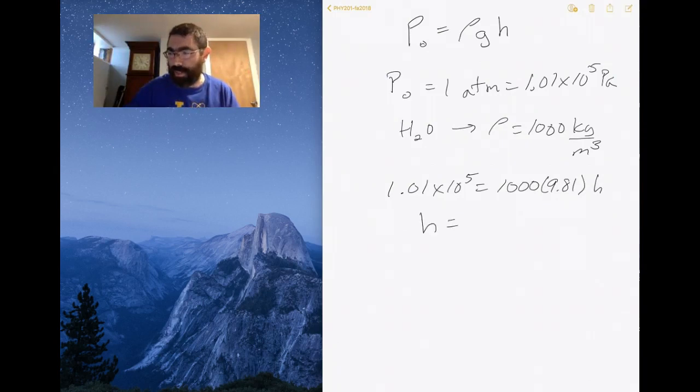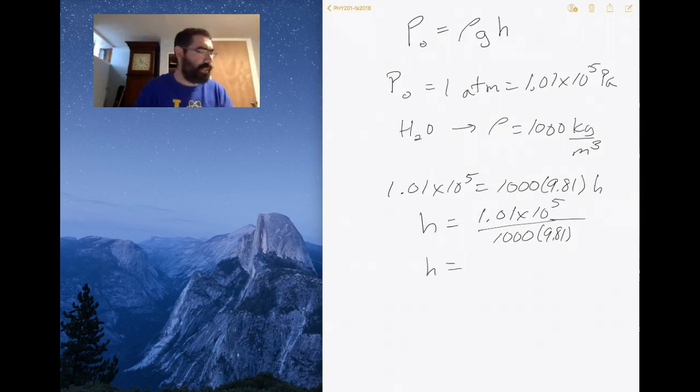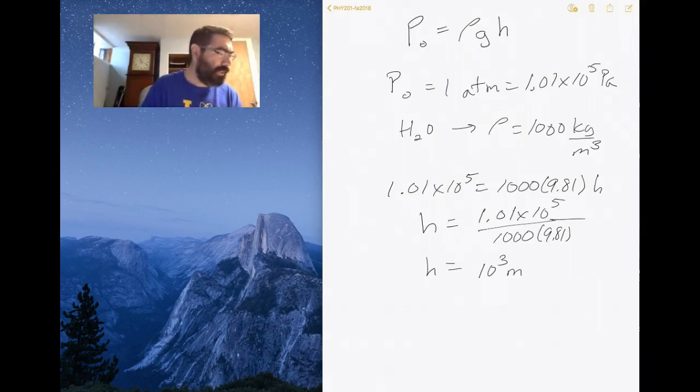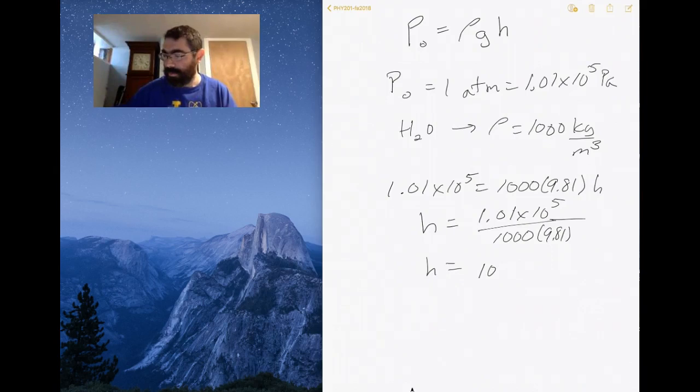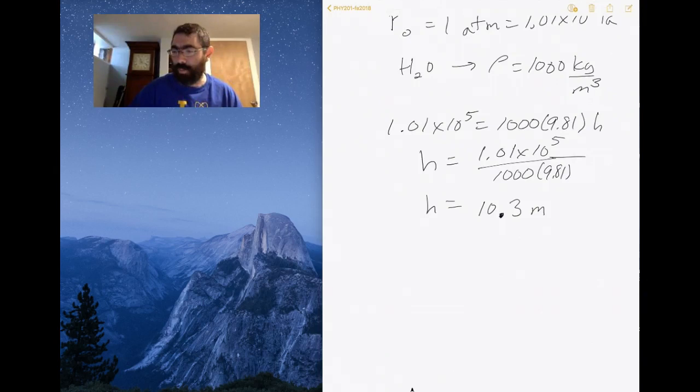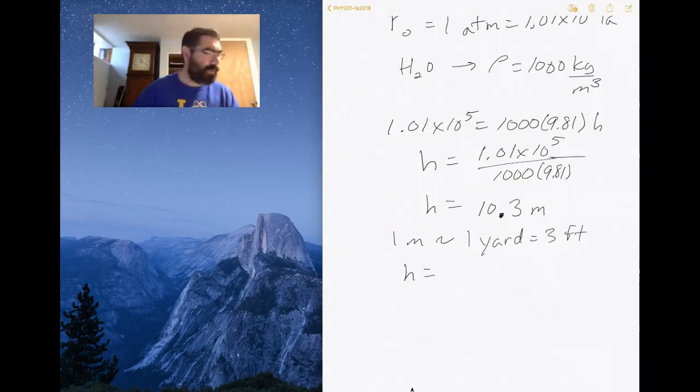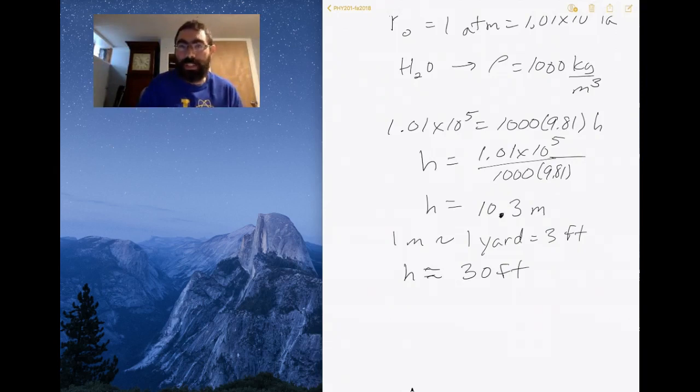So to find the height h, we divide by 1,000, and we divide by 9.81. And when we put that all together into our calculator, we basically get approximately 10 to the 3 meters. Oh, I'm sorry, not 10 to the 3. You get about 10.3 meters, which, since 1 meter is approximately 1 yard, which is equal to 3 feet, means we're talking about a height of approximately 30 feet.